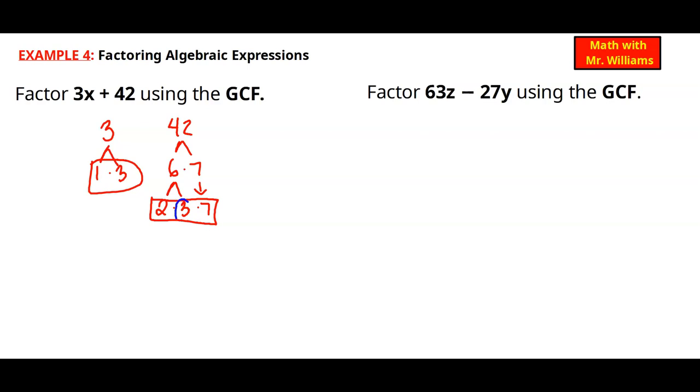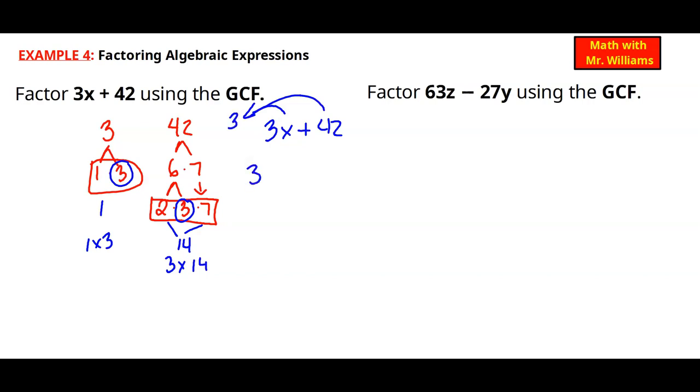So what do they have in common? They have the 3 in common. So then what's remaining would be a 1 on the first one, and a 2 times 7, which is 14. So the math would be 1 times 3 and 3 times 14 on the second one. So let's go ahead and factor that out. To write it, we're going to divide out the 3 and pull it out front. So now it's out front, and what's remaining inside would be 3 times what gives me x? That would be x. 3 times what gives me 42? That was our 14.